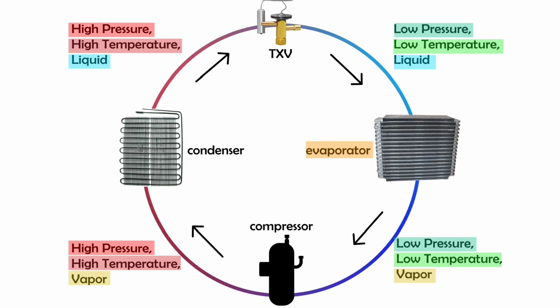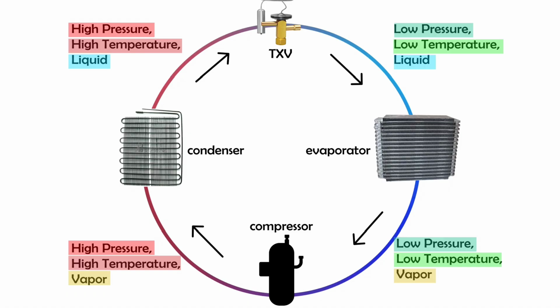That vapor now returns to the compressor, and the whole refrigeration cycle begins again. It's a closed loop, and it keeps repeating as long as the system is operating. This simple yet brilliant process is what makes your AC or refrigerator work, moving heat from one place to another.